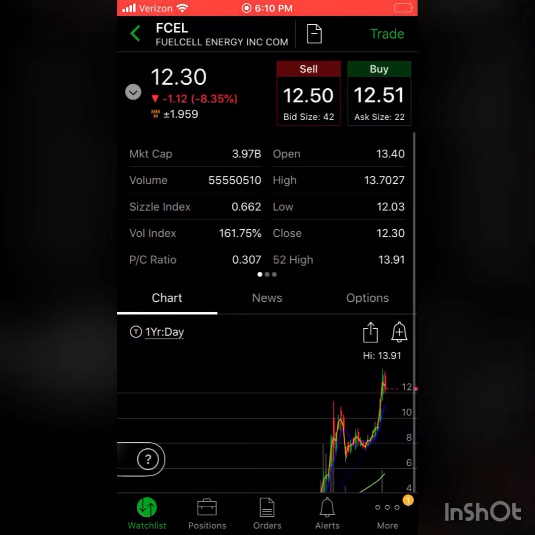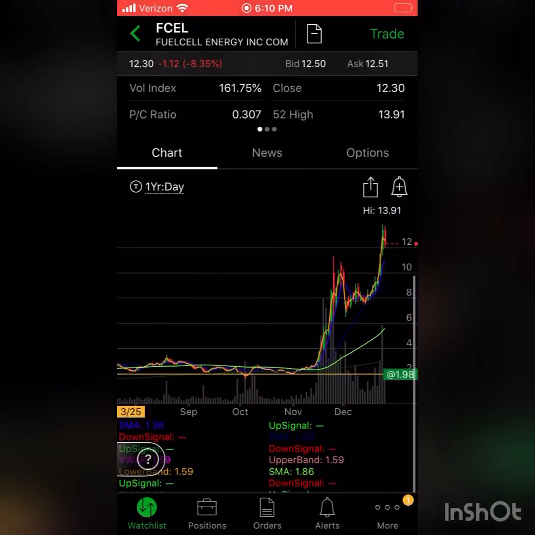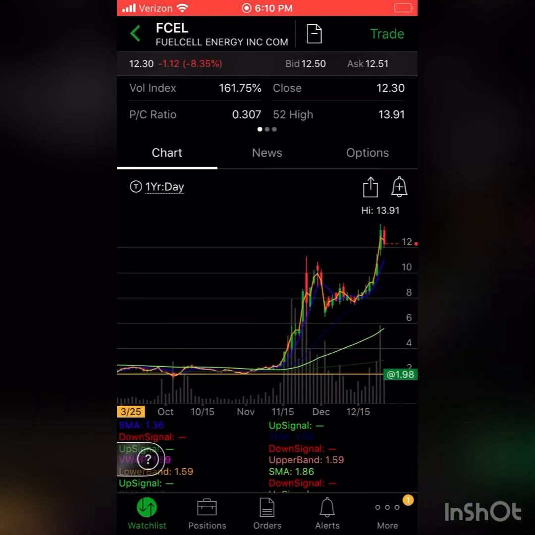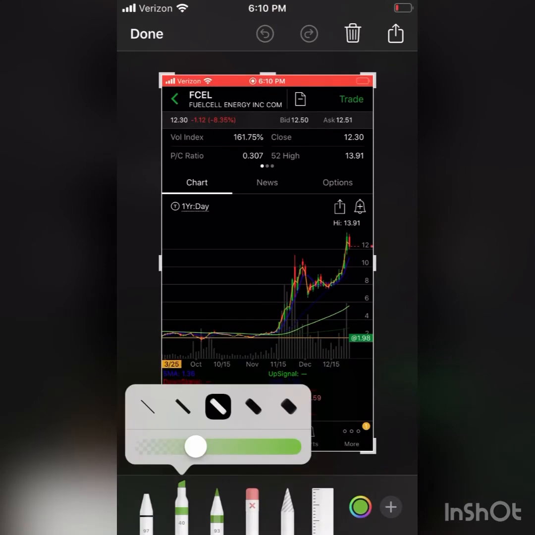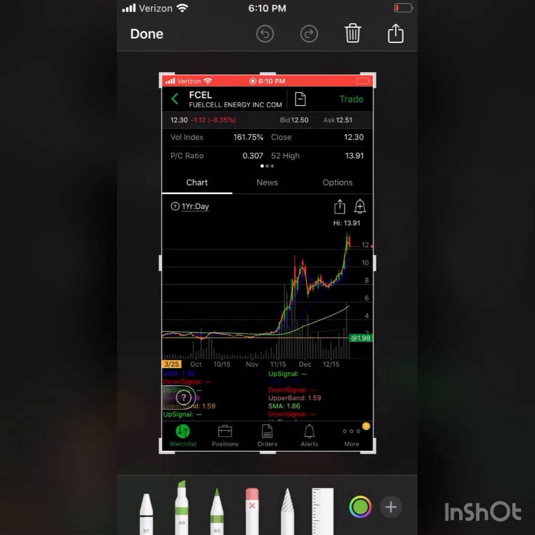Essentially, for time frames, you just want to scroll through them all and find the one that looks the best. Because look at FCell right here. You can see this is a pattern right here. This is good. This is a good time frame to look at, because you see that pattern right there.